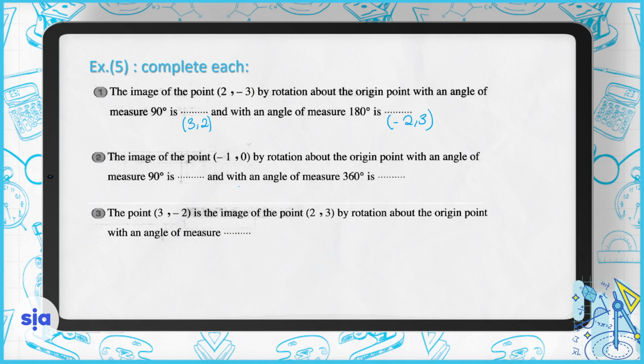Question 2, the image of the point (-1, 0) by rotation about the origin point with an angle of measure 90 degrees becomes (0, -1), and with an angle of measure 360 remains as it is, (-1, 0). The point (3, -2) is the image of the point (2, 3) by rotation about the origin point with an angle of measure, excellent, negative 90 degrees.